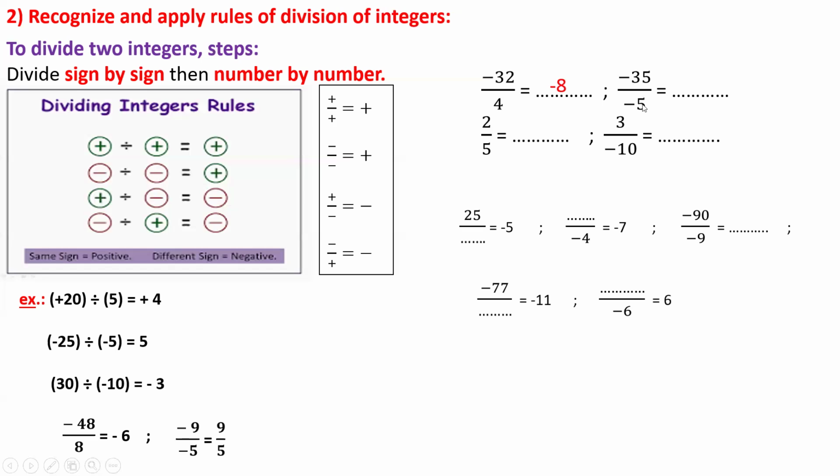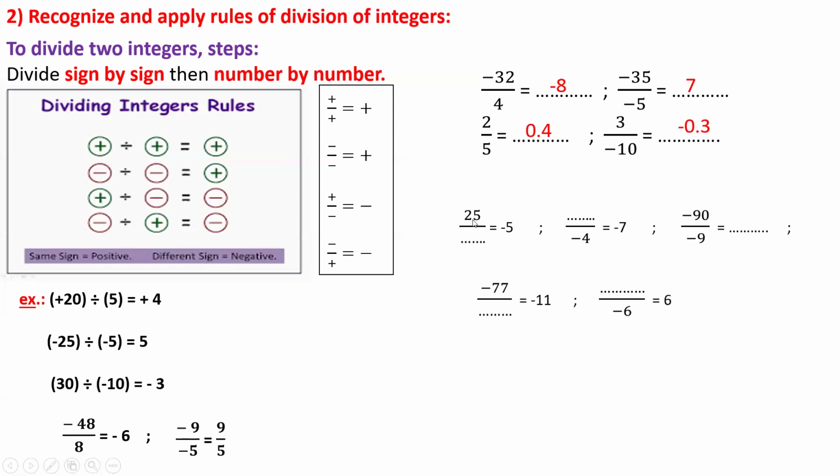Negative 35 over negative 5. Negative over negative is positive. 35 over 5 is 7. 2 over 5, positive over positive is positive, and 2 divided by 5 on the calculator is 0.4. Positive 3 over negative 10. Positive over negative is negative, and 3 over 10 is 0.3.